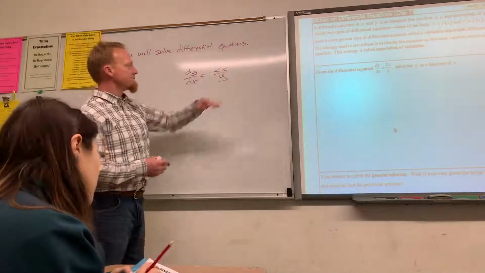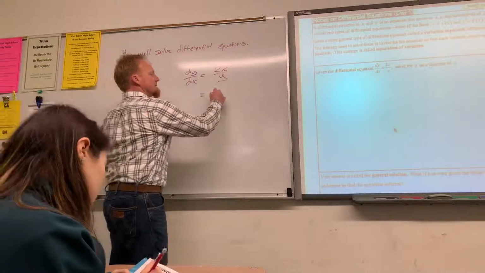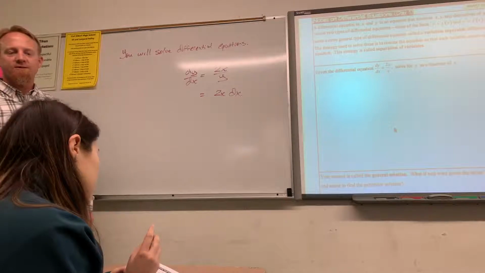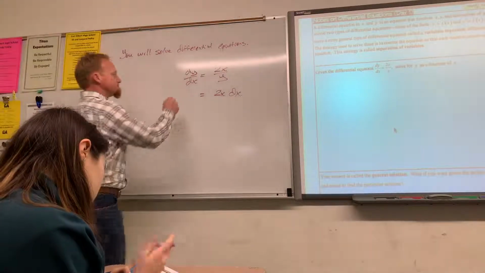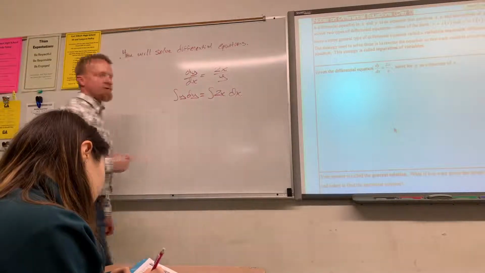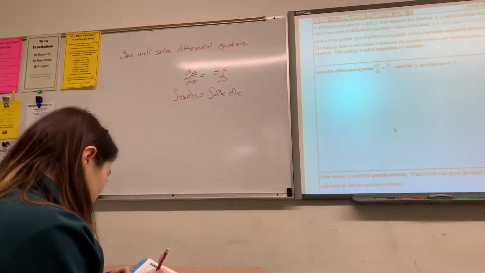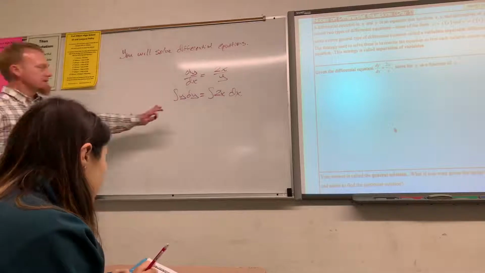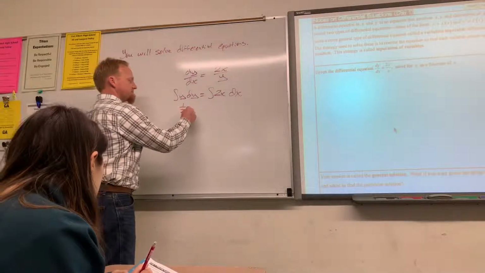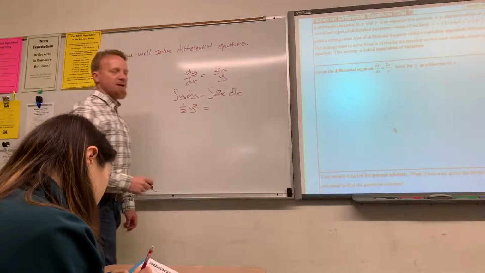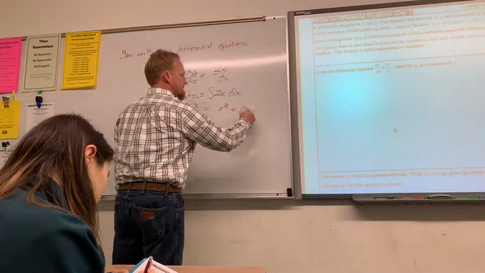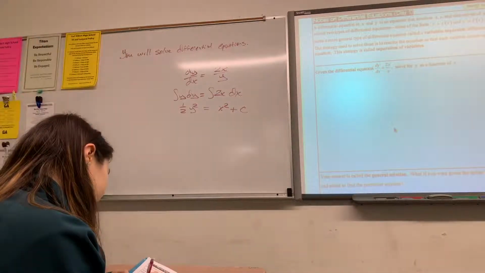So I need to multiply the dx over. That's going to be 2x dx on this side. What am I going to end up with on the left side? y dy. Then we want to integrate both sides. If I integrate the left side, what do I get? 1/2 y squared. And the right side? Just x squared. And don't forget the c.